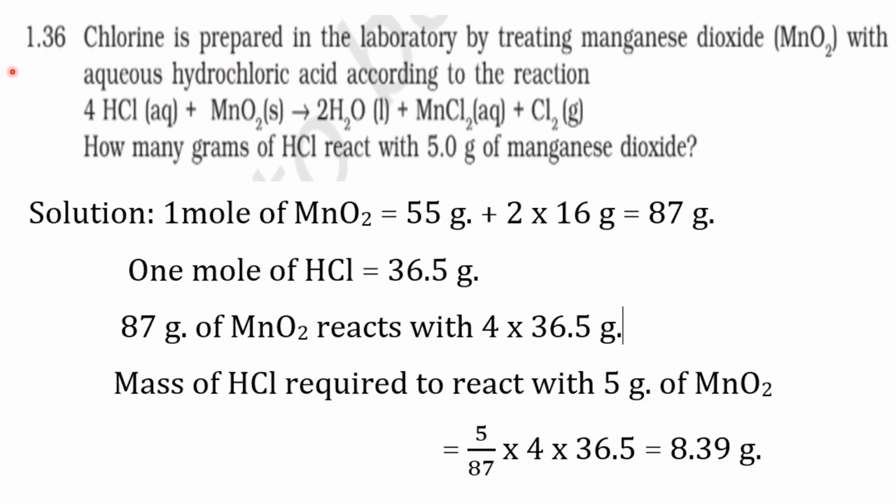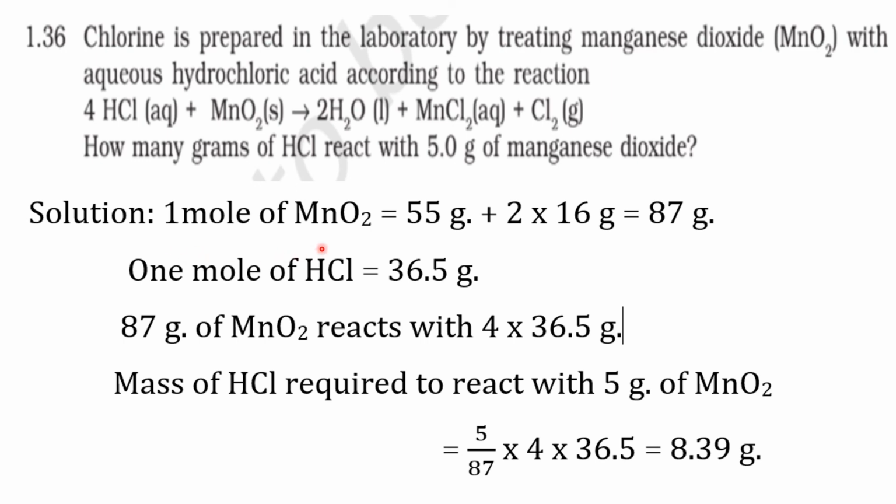Now let us do another problem. Question number 1.36. Chlorine is prepared in the laboratory by treating manganese dioxide, MnO2, with aqueous hydrochloric acid. According to the reaction, 4HCl plus MnO2 gives 2H2O plus MnCl2 plus Cl2. How many grams of HCl react with 5 grams of manganese dioxide?